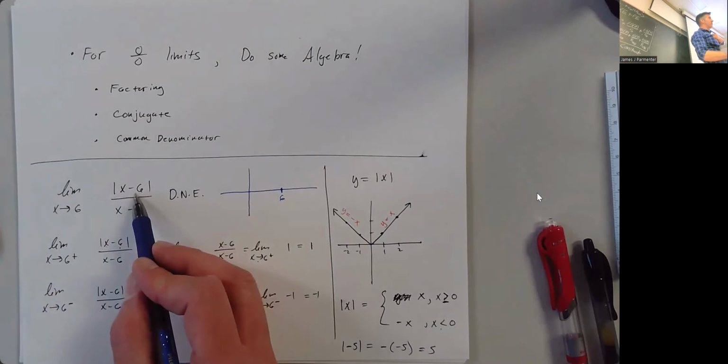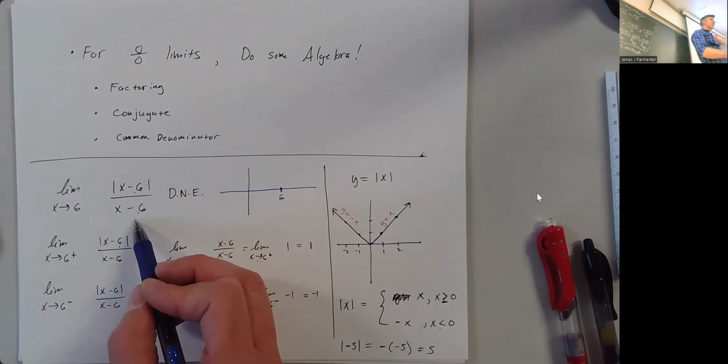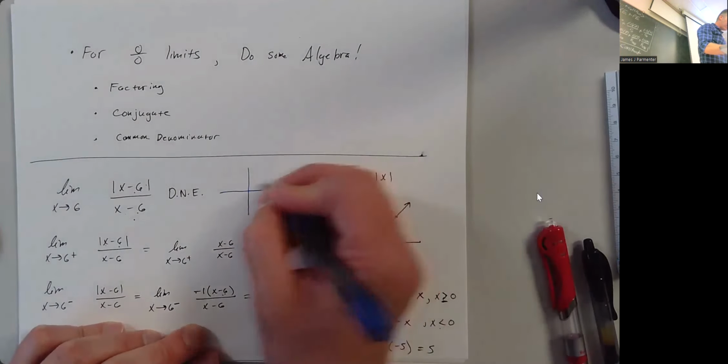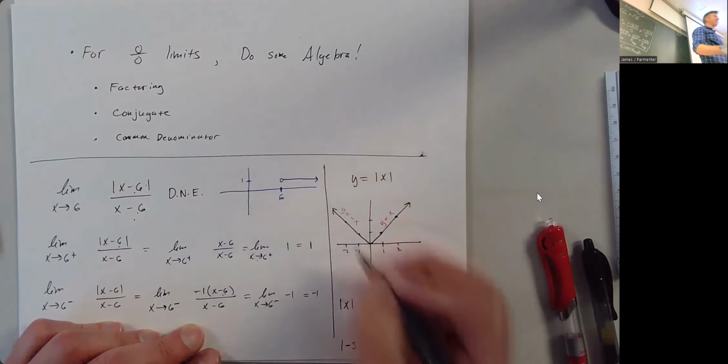27 minus 6 is 21. Absolute value of 21 is 21. 21 divided by 21 is 1. So any number larger than 6, you're getting a value of 1. If you plug in 6, it's undefined.